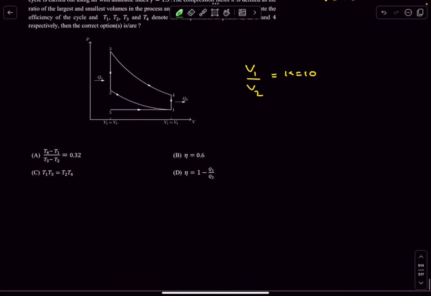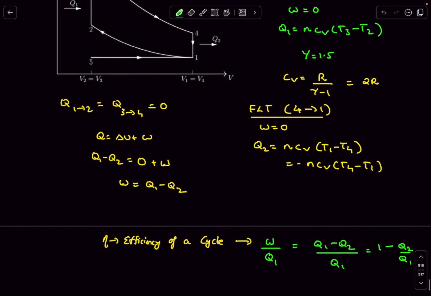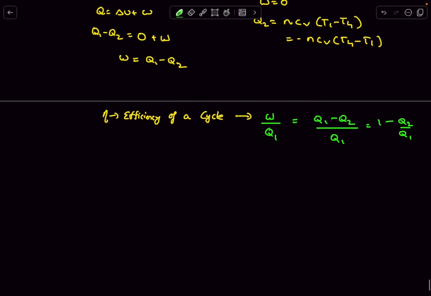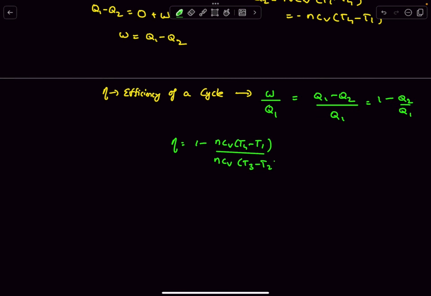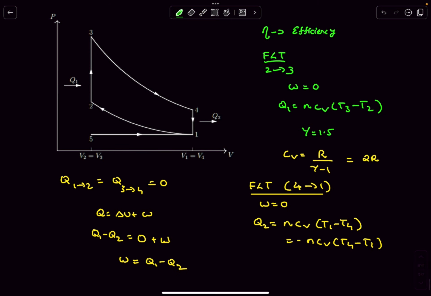Now if you look at option D, it's given as 1 minus Q1 by Q2. So option D will be wrong. Okay. Now we already figured out the value of Q2 and Q1. So let's just substitute it over here. So the efficiency just comes out to be 1 minus mod Q2, which is nCv (T4 minus T1), divided by mod Q1, which was nCv (T3 minus T2). Okay, so if you observe here, (T4 minus T1) divided by (T3 minus T2) is what they asked in option A. So let's try to determine some temperatures here.